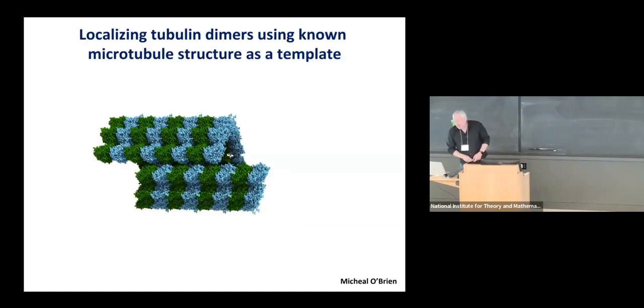So the first thing is just about trying to localize tubulin dimers using the known structure of microtubules as a template. And so the idea is that Eva Nogales has done a lot of structural biology of microtubules, and we know high resolution structures from her and others. So let me talk a little bit about microtubule structure.